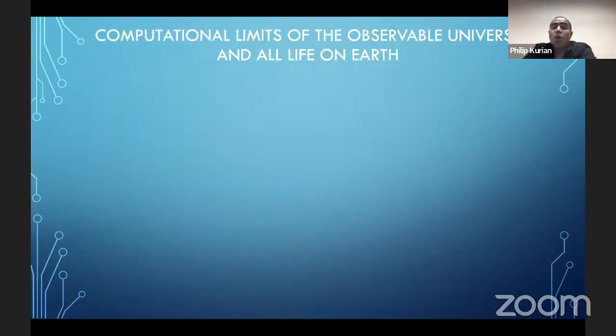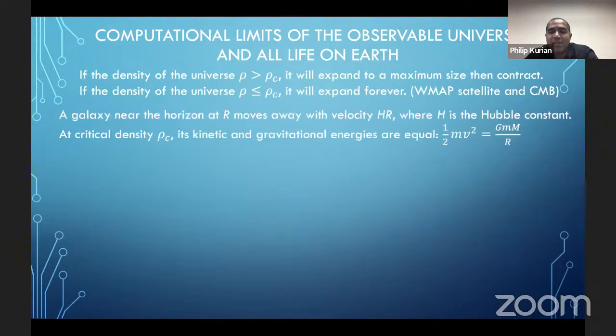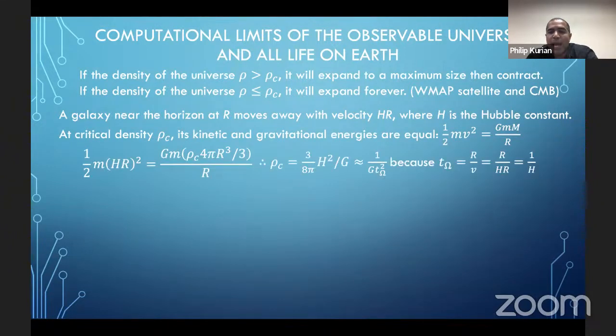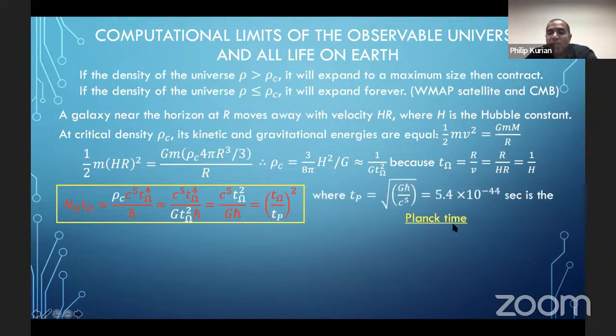Now, we can take this even further. Using some of the estimates that I've made, we can also determine the computational limits of all life and all biomass on Earth. We use data from the WMAP satellite and the Hubble telescope, and we can use simple basic Newtonian physics to get to a derivation of the critical matter density of the universe. Then we use the formula we derived on the last slide to get this beautiful formula that comes out with the Planck time.